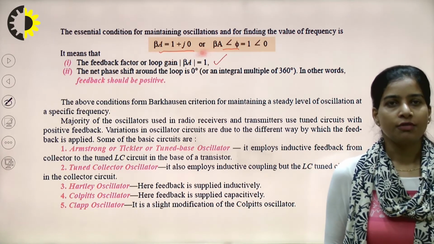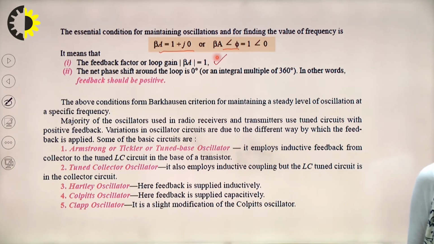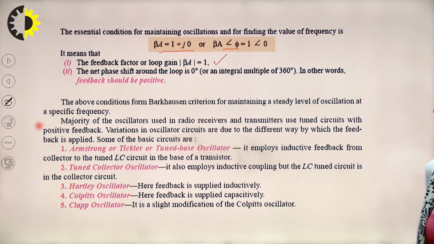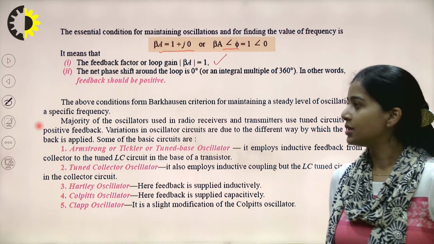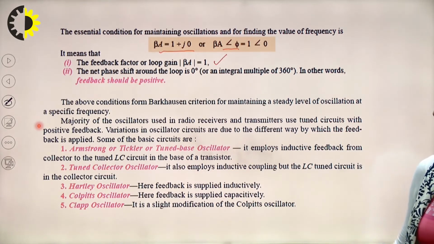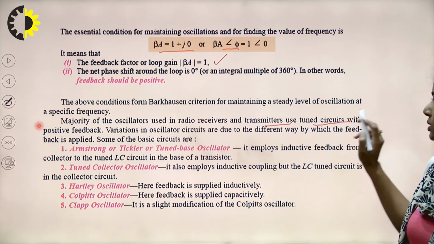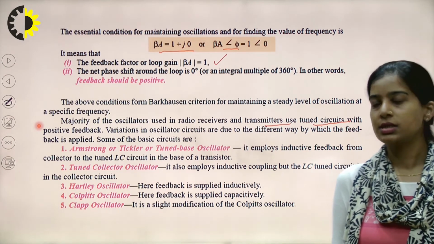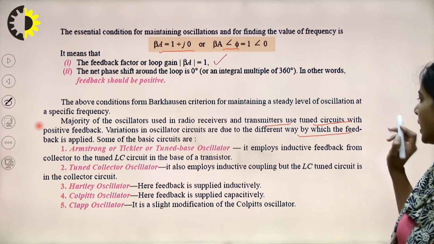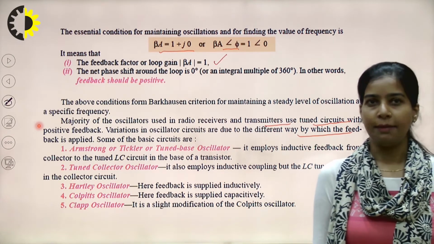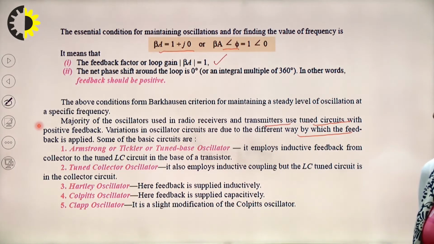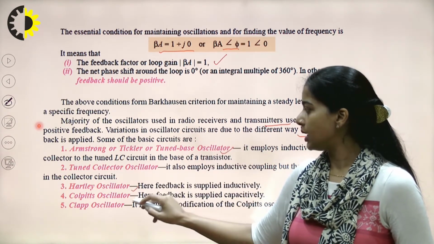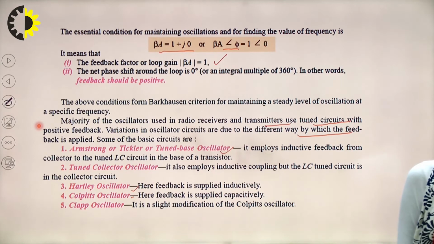So this is the condition from Barkhausen's criteria for maintaining a steady level of oscillations at a specified frequency. The majority of the oscillators used in radio receivers and transmitters use tuned circuits with positive feedback. Variations in the oscillator circuits are due to the different ways by which the feedback is applied to the system. Some basic circuits that we have are tuned based oscillators: Hartley oscillator, Colpitts oscillator and Clapp oscillator.